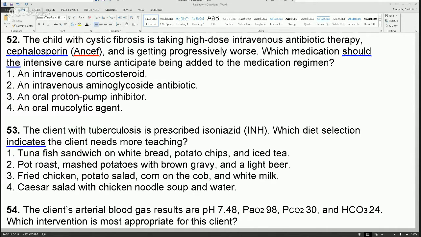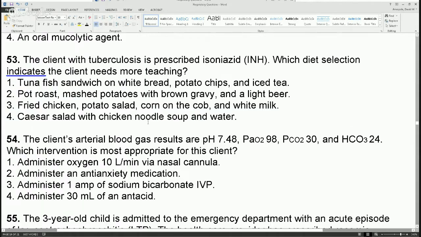Okay. The client will be doing inhaled mucolytic therapy. What? They'll be doing an inhaled mucolytic therapy. Oh, okay. That's why we're doing it.